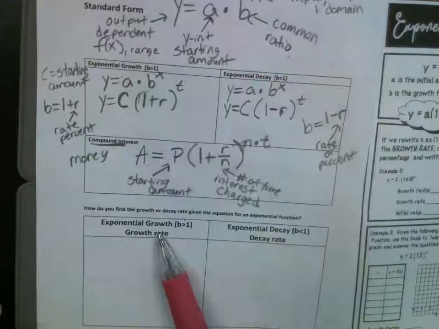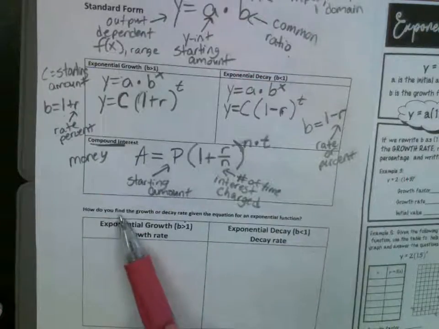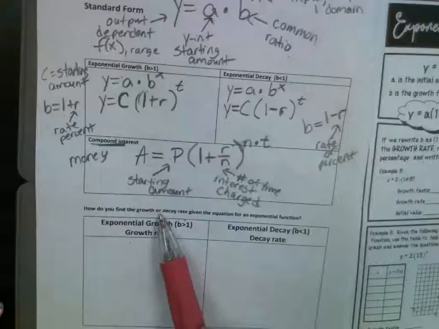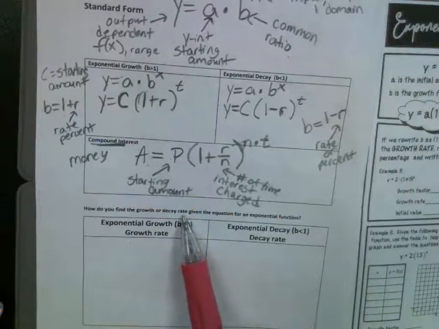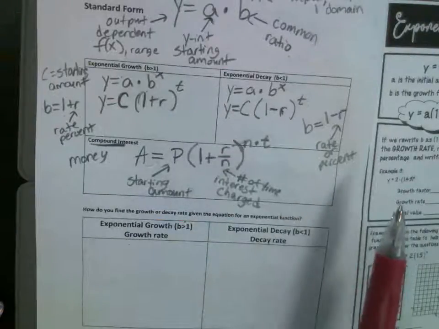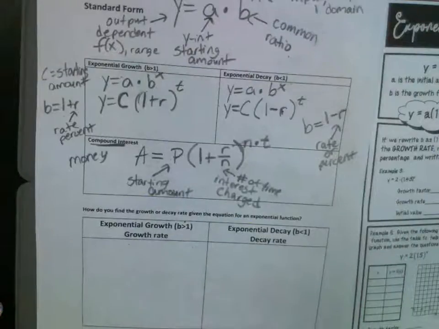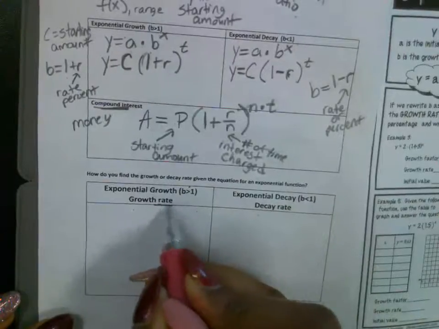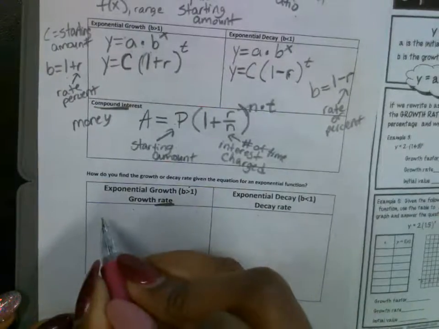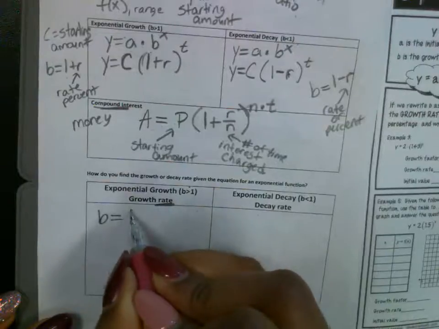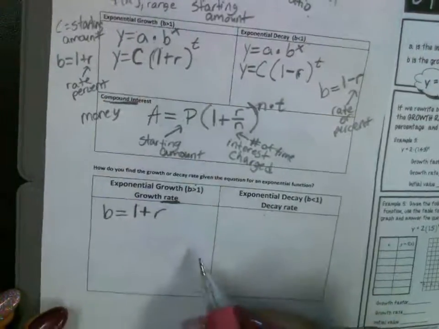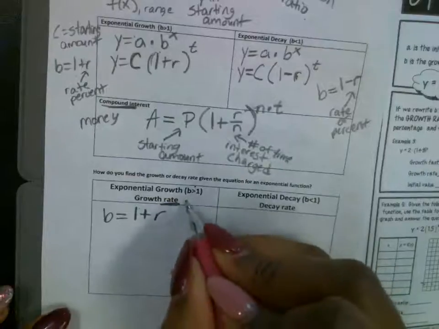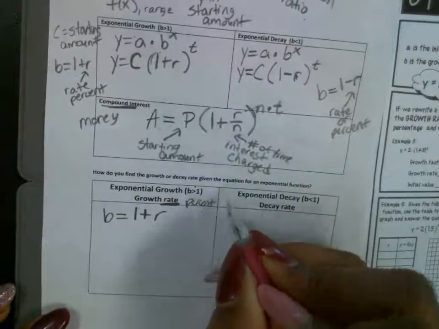Okay? For today, we're going to do how do you find the growth and percent rates, the percentage, how much it increased, the percent of increase, the percent of decrease in exponential growth and decay functions. All right, so the formula that we're going to use to find the growth rate is going to be B is equal to 1 plus R. This is how you find the rate or the percent that it increases by.